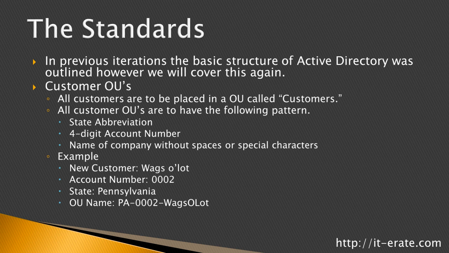The standards that we're going to be looking at are essentially that we're going to have a main OU called customers. Inside that OU, we're going to have other OUs that are going to be formatted in a specific way that represent a customer. So the format is going to be a state abbreviation, a 4-digit account number, and then the name of the company without spaces.